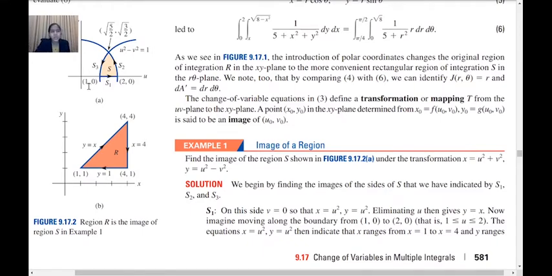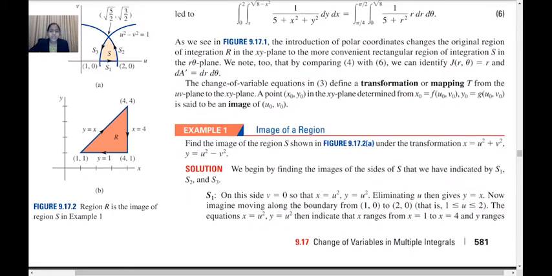Now from where to where? S1 is moving from 1, 0 to 2, 0, right? So u is 1 and v is 0, u is 2 and v is 0. So when we apply 1, 0, x becomes 1, and y will also become 1, and when we reach 2, 0, x and y both become 4. So we are moving from 1, 1 to 4, 4 along the straight line y equal to x. So that is the image of the portion S1. I hope it's clear. From 1, 1 to 4, 4, y equal to x.